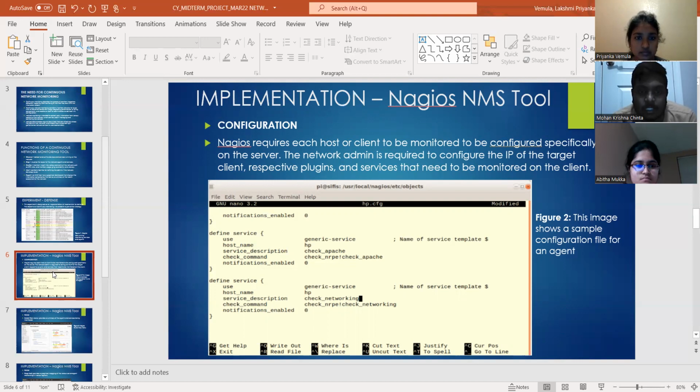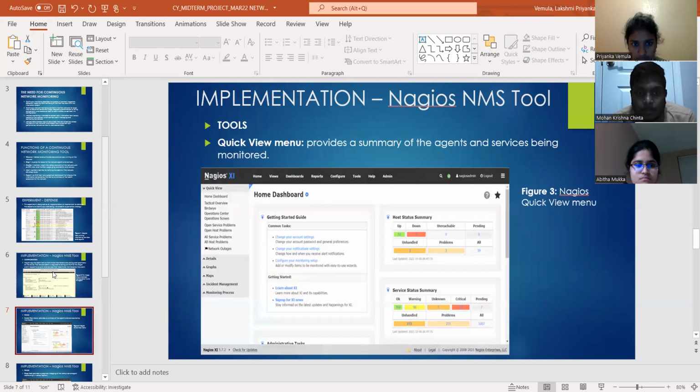It states that we need to have the IP address of each client, which says we need to track each and every piece of data and implement these tools: which tools we are going to use, how they can be monitored, and how we get the output. The quick menu provides a summary of agents and services being monitored. Each and everything can be monitored and tracked from there.